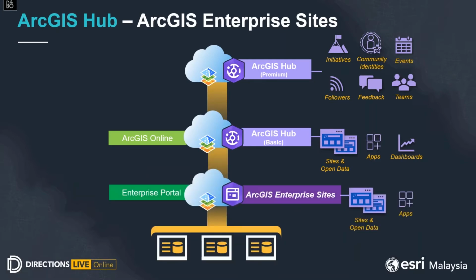ArcGIS Enterprise Site is very similar. It abstracts the Hub website and pages and puts them in your enterprise deployment. So as a conclusion, in a simple way, ArcGIS Hub is in ArcGIS Online, whereas the enterprise site is in ArcGIS Enterprise.